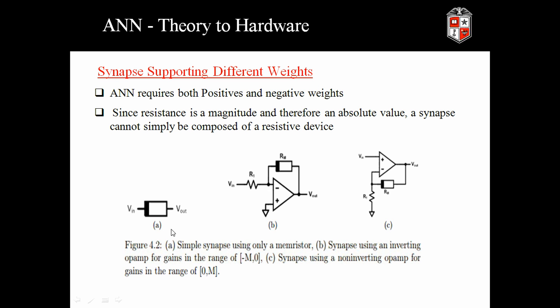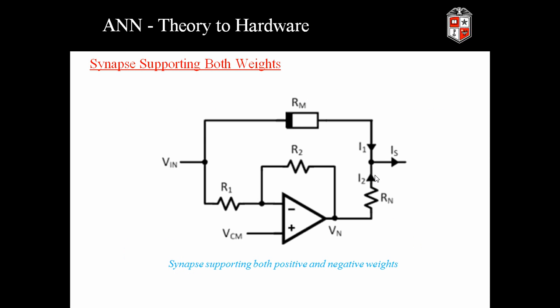This is a simple memristor, whereas in circuit B, we are going to use the inverting feature of the op-amp in order to provide the negative weightage, whereas the non-inverting op-amp will provide positive weightage. This is the way we are going to use the inverting and non-inverting features of the op-amp in order to provide the positive and the negative weightages. And this is a simple circuit that provides both the positive weightage and the negative weightage.